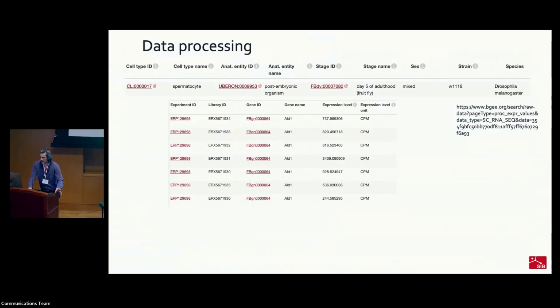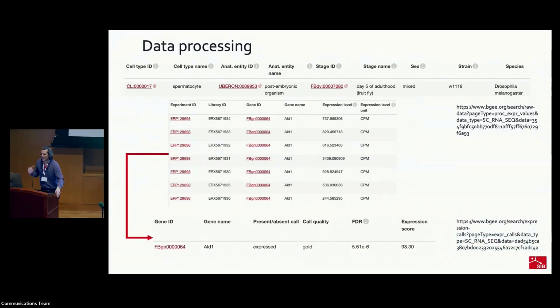Then we have a data processing step, of course. Here I show you an example in Drosophila that comes from the Fly Cell Atlas, where we have data in the spermatocyte cell type in the whole organism in adulthood. And we have 7 libraries that sample this cell type, spermatocyte. I show here expression of one gene coming from these 7 libraries in this cell population. We have different expression levels, expressed here in counts per million or UMI counts, and different information coming from these different libraries.